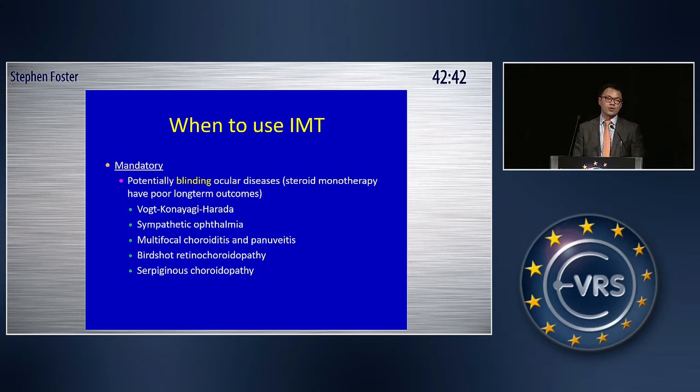Now, the second category when you have to use IMT is potentially blinding ocular disease. So you're talking about VKH, sympathetic ophthalmia, multifocal choroiditis and panuveitis, birdshot, and serpiginous. These are not patients you say, let me just try you on some prednisone and I'll taper you off over the next 6 months and I'll hope it will never come back. These diseases do not behave like that. They will come back after you take them off the prednisone. So you might as well start prednisone, but also start talking to a rheumatologist or uveitis specialist to get them started on systemic immunosuppressives.